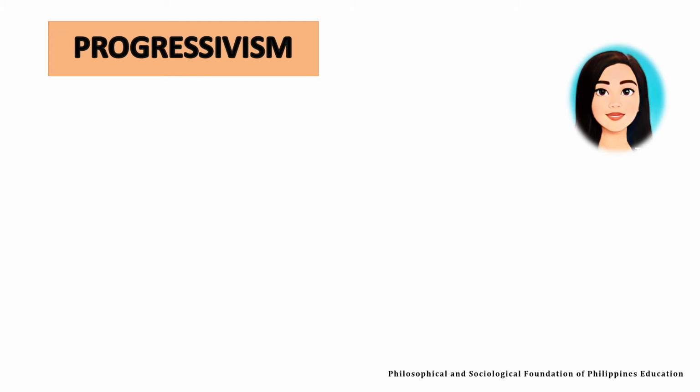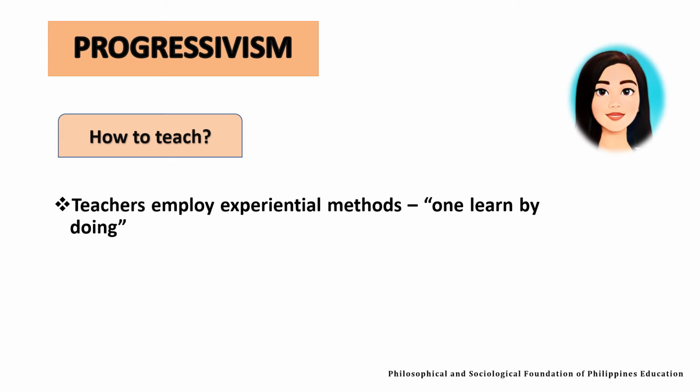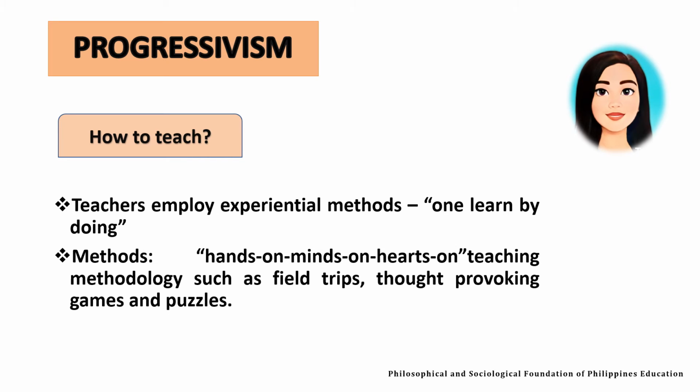How do progressivist teachers teach? Teachers employ experiential methods, one learns by doing. The methods here are hands-on, minds-on, hearts-on teaching methodology, such as field trips, thought-provoking games, and puzzles. In progressivism, the teacher simply acts as facilitator in the classroom.